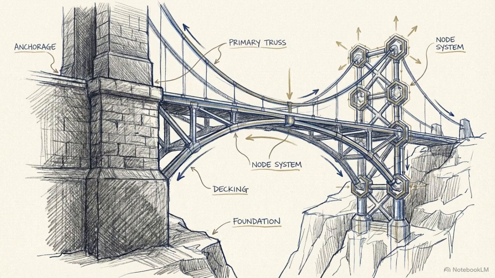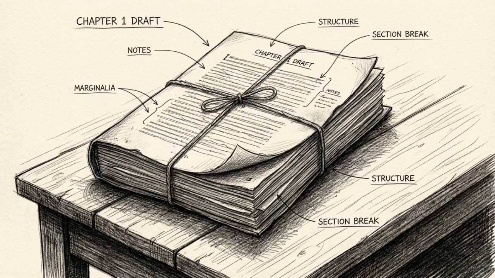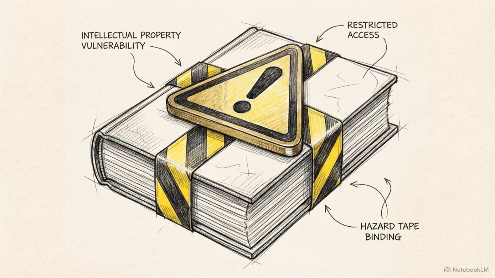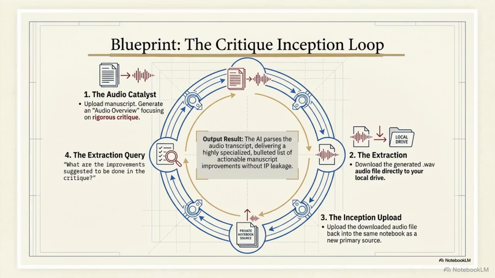The synthesis process eventually yields a draft manuscript. This is the most vulnerable phase of research, requiring rigorous, adversarial critique before submission. Sending this unreleased text to an open LLM for feedback remains an unacceptable IP risk. This blueprint details a self-contained methodology built to bypass that risk, known as the critique inception loop.